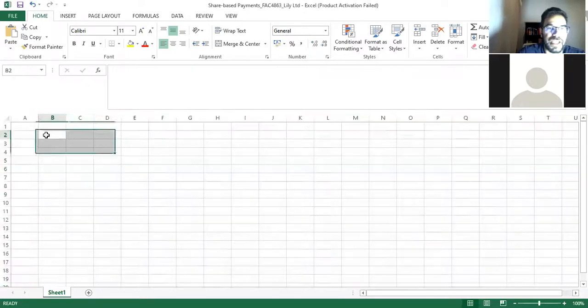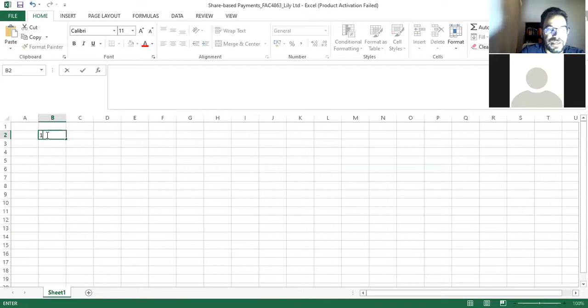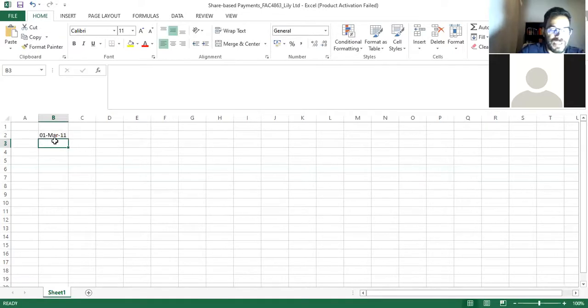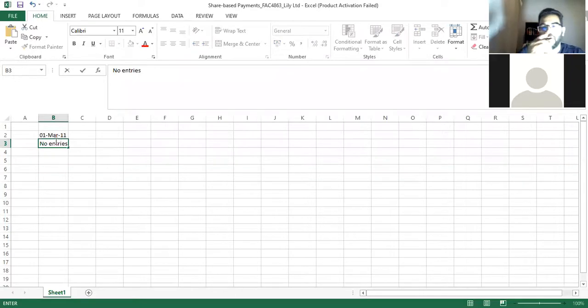So remember what's going to happen. We're going to have journal entries. So 1 March, I'm just going to write this here, 1 March 2011. You don't have to put this here, but I just want to tell you, no entries. Nothing happens on the grant date. Why? Remember, we're recognizing in respect of a service being received by the employee.